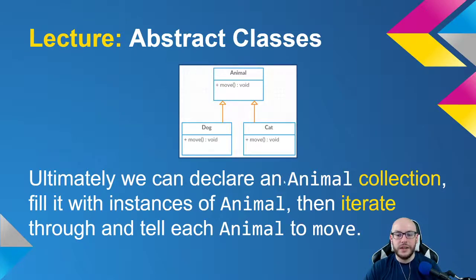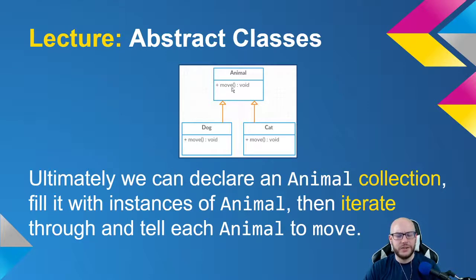Ultimately, we can declare an animal collection. I'm talking like an array or an array list. And we can put all sorts of animals in it. Dogs, cats, birds, fish, right? They all have a common ancestor of animal, so they can all go into the collection. Then we can iterate over it and tell all of them to move, right? And that's where polymorphism kicks in. We can call the move method because all of them would have it. Dog clearly has it, cat clearly has it, but even the classes that don't override it would inherit this one.